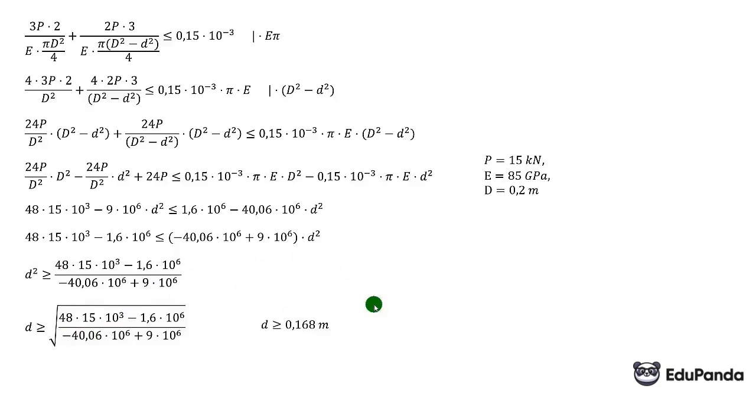Square root, of course. And we calculate the specific value. The diameter must be greater than or equal to 168 thousandths of a meter. We can write it as centimeters, so multiply by 100. Move the decimal point 2 places to the right, and we have that the diameter must be greater than or equal to 16.8 centimeters. So we have dimensioned the diameter of this drilled hole. That's what they asked for. We can estimate here if it makes sense.